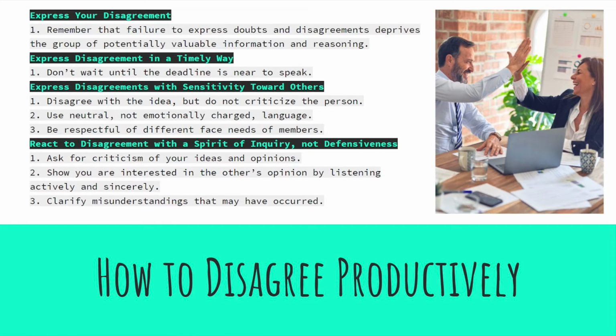How to disagree productively. Express your disagreement. 1. Remember that failure to express doubts and disagreements deprives the group of potentially valuable information and reasoning. Express disagreement in a timely way. 1. Don't wait until the deadline is near to speak. Express disagreements with sensitivity towards others. 1. Disagree with the idea, but do not criticize the person. 2. Use neutral, not emotionally charged language. 3. Be respectful of different faith needs of members.